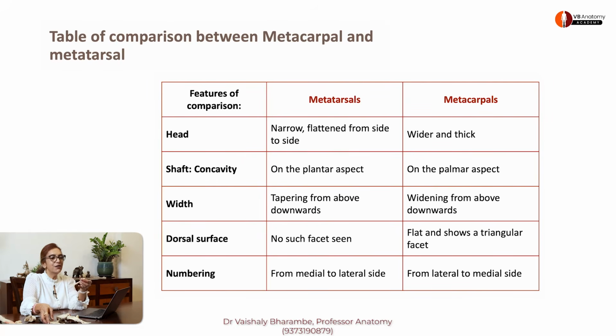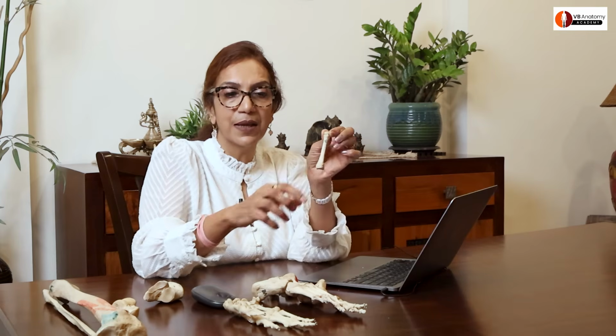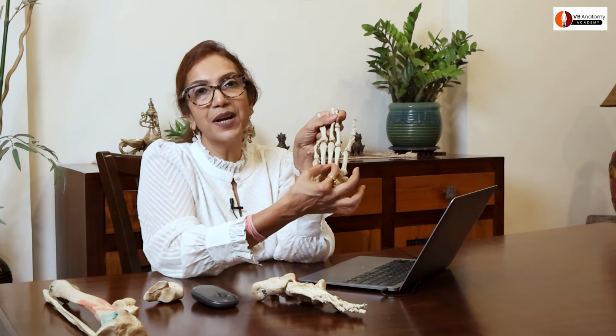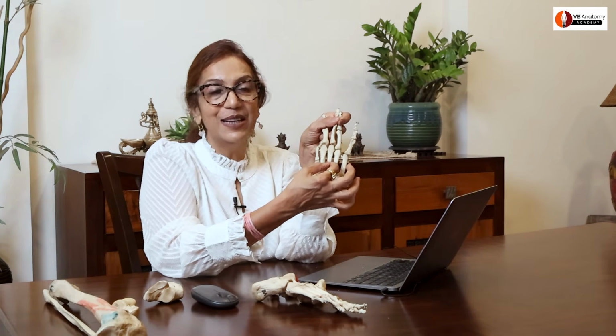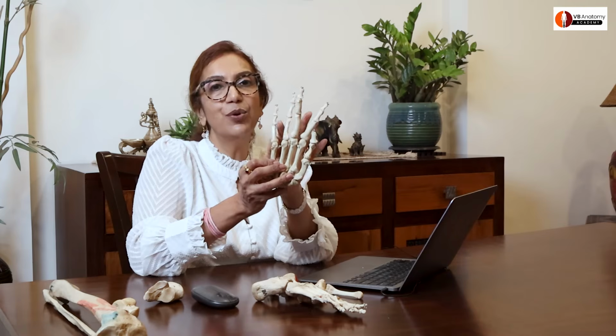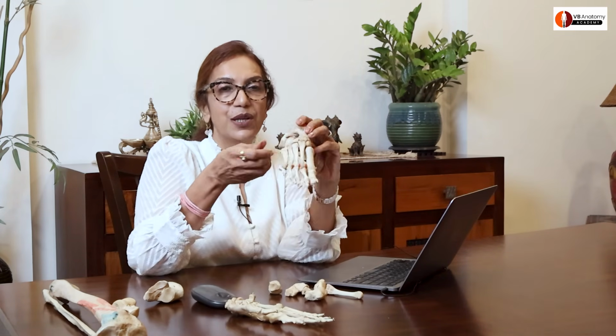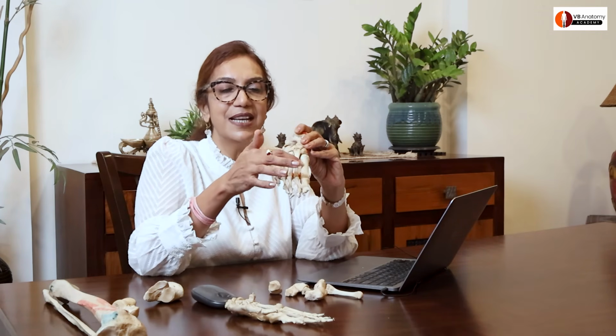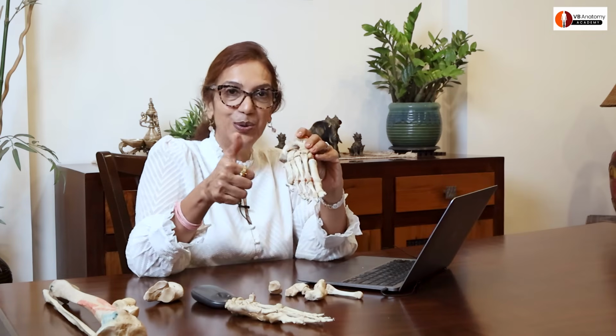The dorsal surface in case of metatarsal does not show any facet. But in case of metacarpals, can you see it shows this beautiful triangular facet? Yes? So, last, you will number the bones of the hand from lateral to medial side. First, second, third, fourth, fifth, isn't it? But in case of the foot, you're going to number the metatarsals from medial to lateral. First, second, third, fourth, fifth. Cool? Okay.